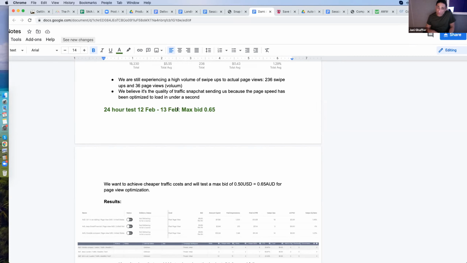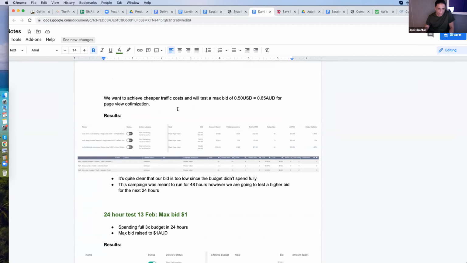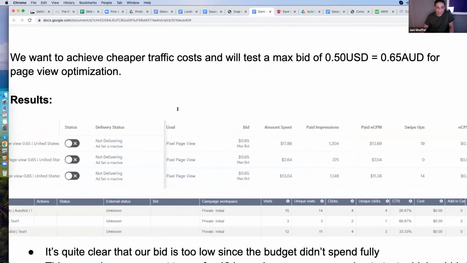So what we did, we usually test, as we've gone through in training, 3 times the payout over 48 hours, right? Usually 48 hours is good because it gives us more variability. But after 24 hours at max bid, we realized that we weren't bidding high enough and Snapchat wasn't spending our full budget. So if we look at the stats here, it's a bit hard to see.